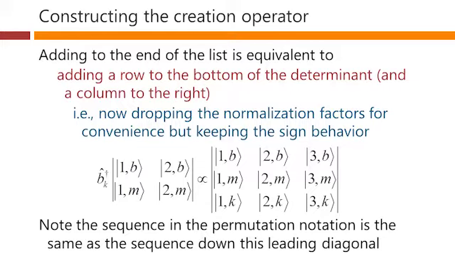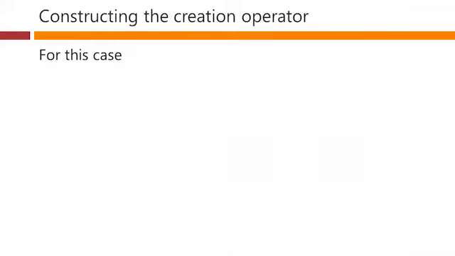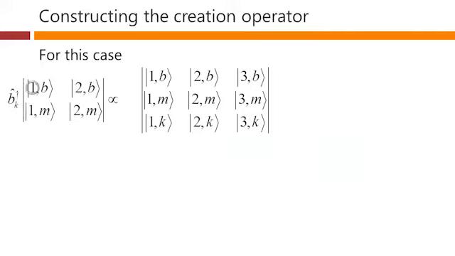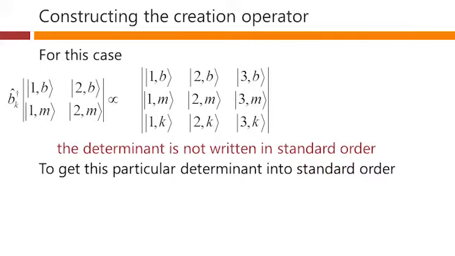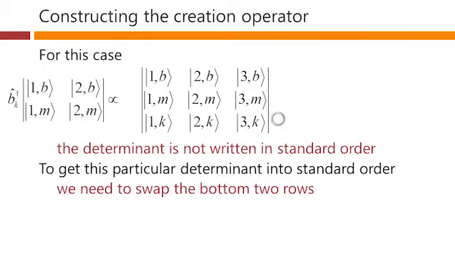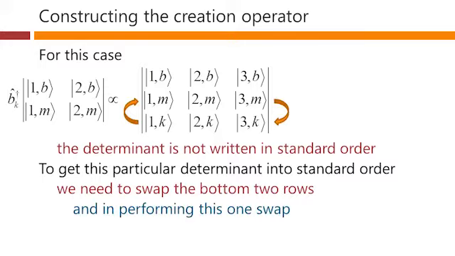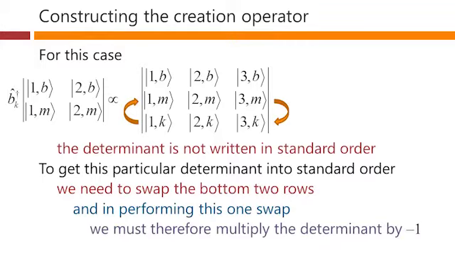Note that the sequence in the permutation notation is the same as the sequence down this diagonal here. So, for this particular case, with BK dagger acting on this to give us this state, the determinant is not written in standard order. We've got B, M, K as we go down here. To get this particular determinant into standard order, we need to swap the bottom two rows. And in performing this one swap, we must therefore multiply the determinant by -1.